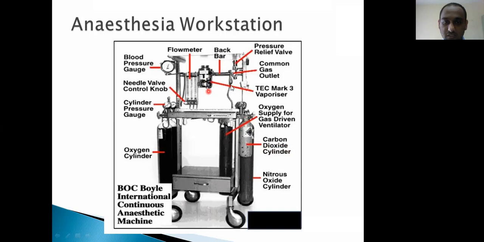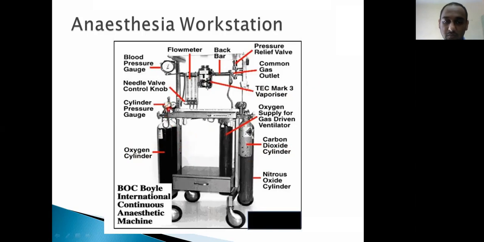So now, what you can see on your screen is what you can call the Boyle's machine, which is the earlier version of the anesthesia workstation that we use nowadays. So this is a simple assembly. It starts with the cylinders. You have the oxygen cylinder, nitrous cylinder.